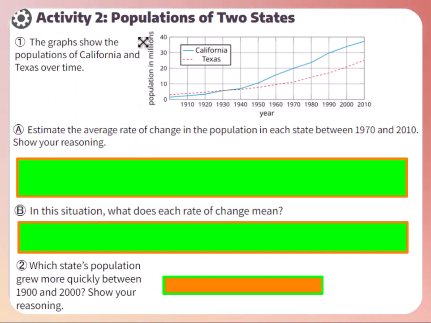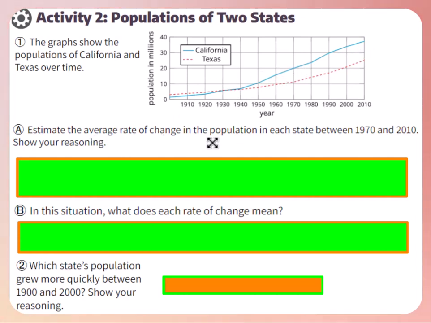Activity 2, populations of 2 states. We have a graph that shows the population in California and Texas over time. So the blue line is California. California starts below Texas, which is the dotted red line. Okay, but in about year 1930, California starts matching the population of Texas, and then it rapidly increases.